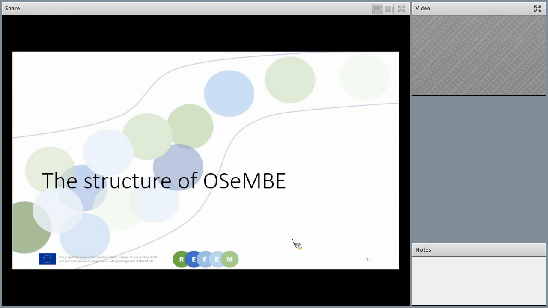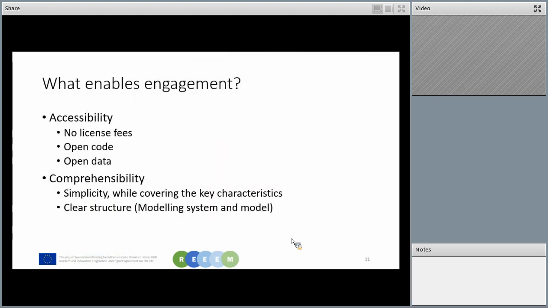Firstly, how do we achieve engagement? In REEEM, we interpreted engagement to be enabled by accessibility and comprehensibility. The first is achieved by not having any license fees for the tool, by having open code and open data so that all the work done and the entire model can be taken and looked at and be replicated. And secondly, the comprehensibility is created by making the tool as sophisticated as necessary to replicate the key dynamics by the more sophisticated tools, but keep it as simple in its structure that a non-expert understands what the model is doing or how the connections in the model are set up.